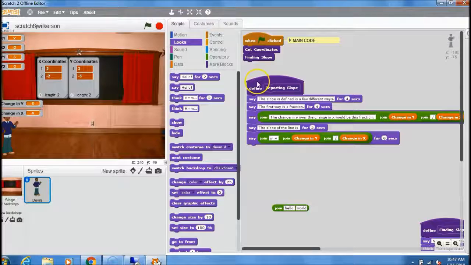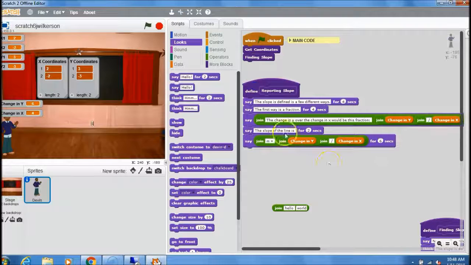So let's look at this. I'm excited. Alright, the slope is defined in a few different ways. The first way is a fraction. The change in y over the change in x would be this fraction, 6/4. The slope of the line is m equals 6/4. Yes, that's pretty sweet. That makes me feel like a mathematician, I'll tell you what. So, let's get rid of that.